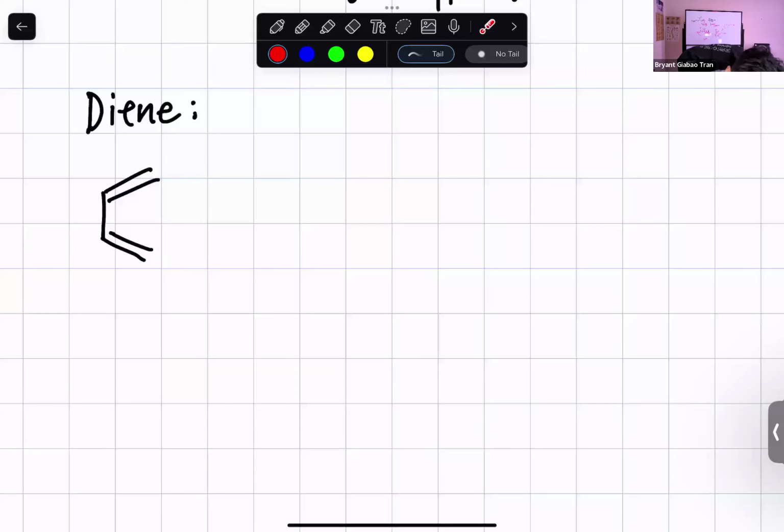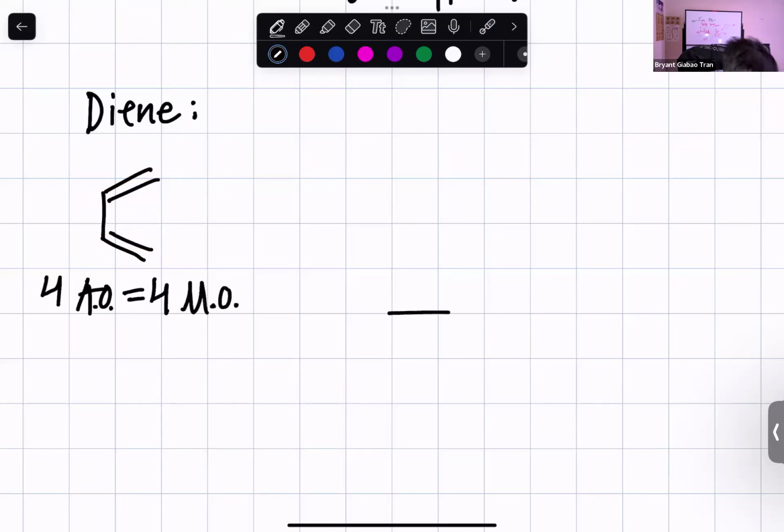This diene system here has 4 electrons that are conjugated to each other: 2 from this double bond, 2 from that double bond. So if there's 4 electrons in the resonance structures, there's going to be 4 atomic orbitals, which is equal to the number of molecular orbitals. So we have 4 molecular orbitals. Let's draw in those 4 molecular orbitals like this: one, two, three, four. And then let's draw out 4 orbitals here.